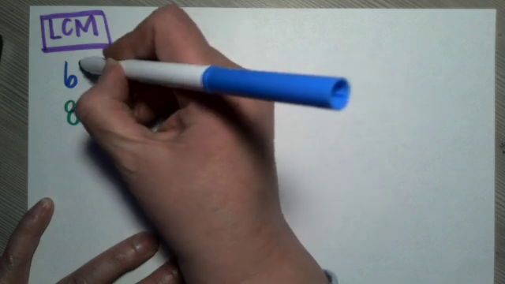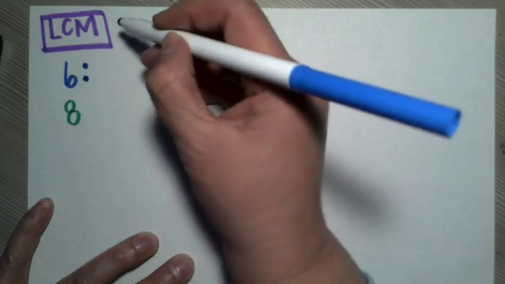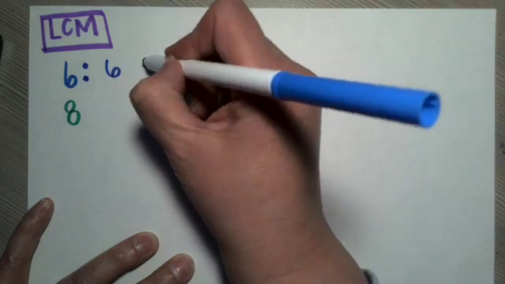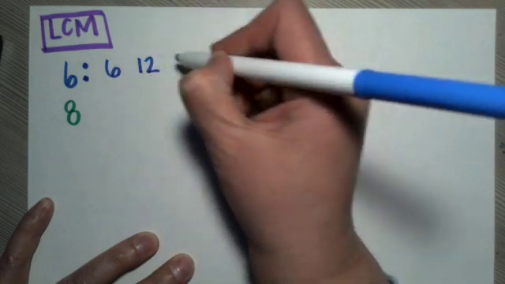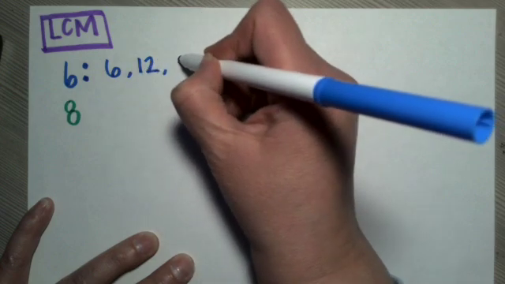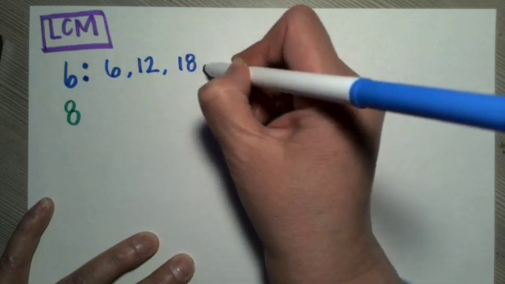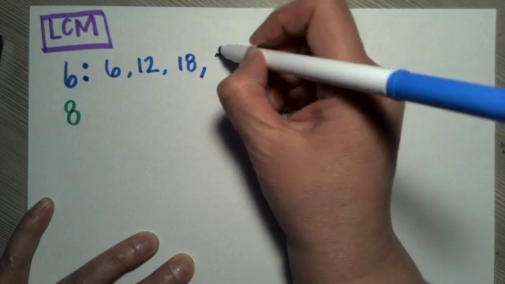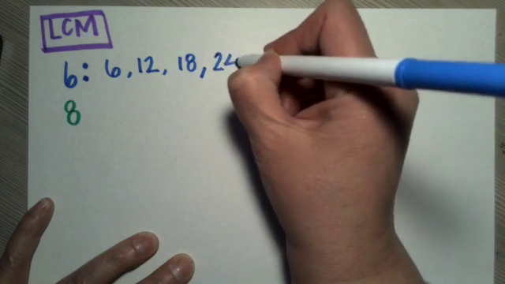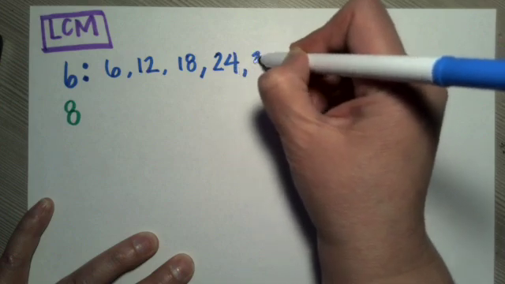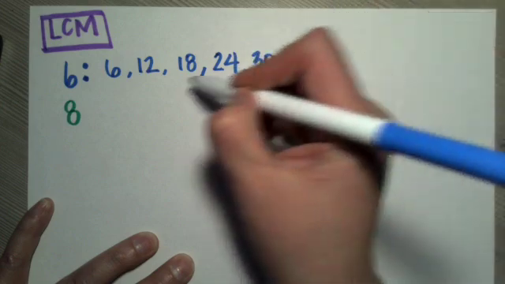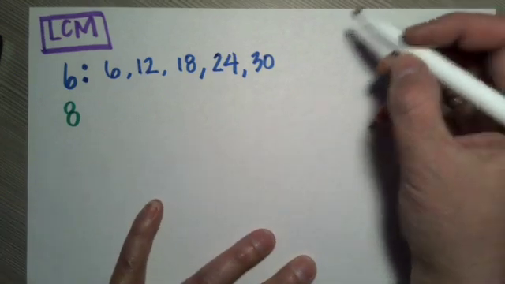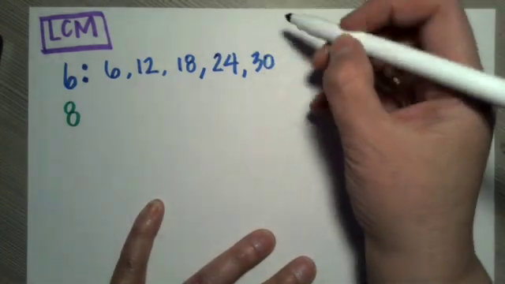So we have 6, and then I put this little colon here, and I start with 6 times 1 is 6. 6 times 2 is 12. 6 times 3 is 18. 6 times 4 is 24. 6 times 5 is 30. And right now it's good practice just to go out 10 numbers because we need to know those anyway.